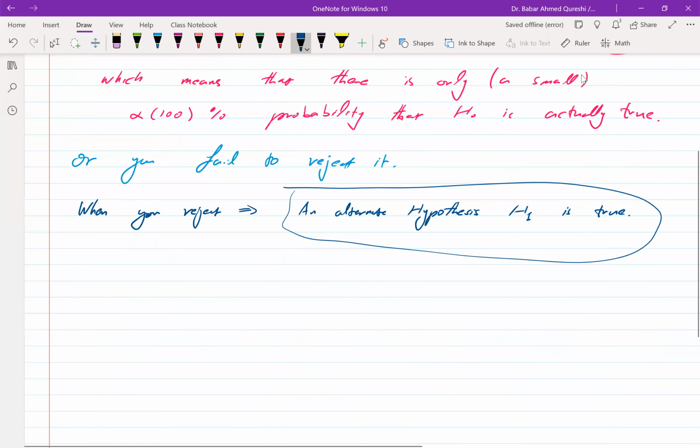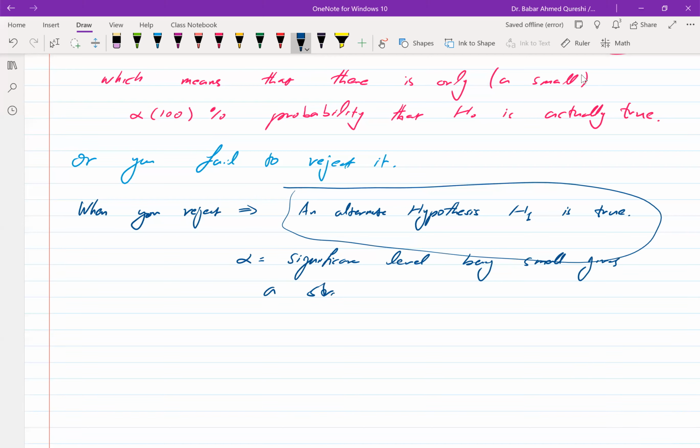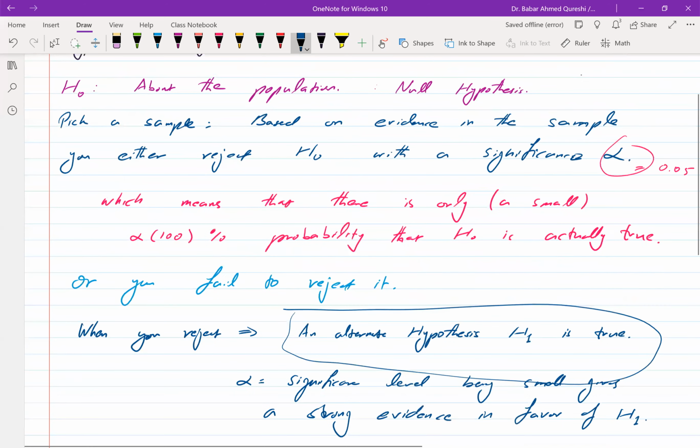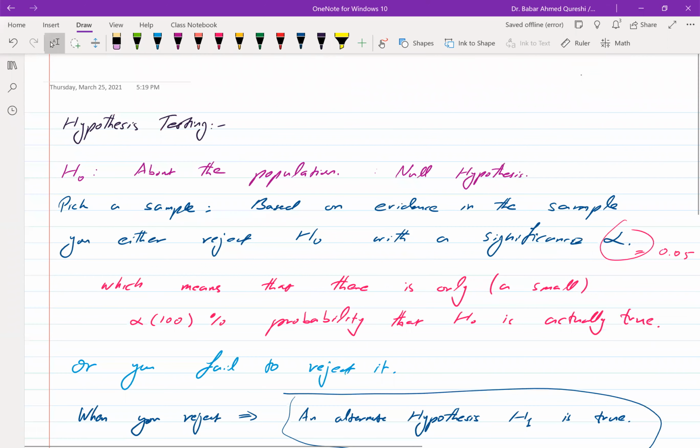So alpha, the significance level, being small gives a strong evidence in favor of this alternate hypothesis. So that's the main crux of what we discussed last time.